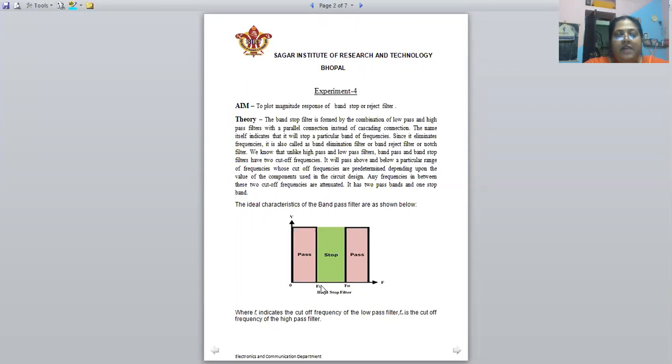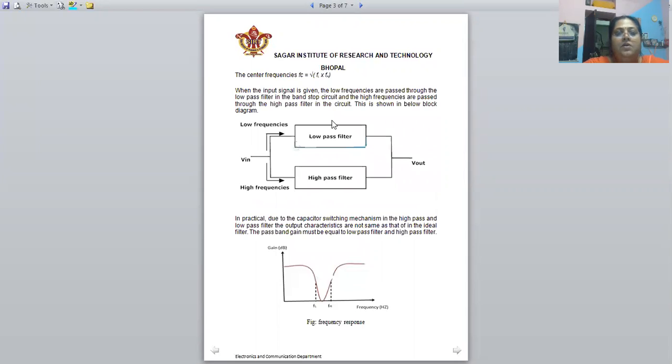Now here FL represents the lower cutoff frequency and FH represents the higher cutoff frequency. The center frequency is the square root of the product of the lower cutoff and higher cutoff. So when the input signal is given, the low frequencies are passed through the low pass filter in the band stop circuit, and the high frequencies are passed through the high pass filter in the circuit.